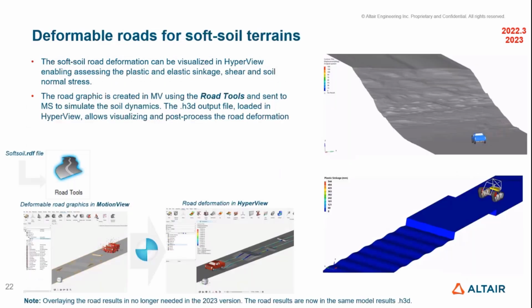Also, we started in 22.2.3, but finalized in 2023, the ability to visualize the deformable soft soil road inside HyperView. So we have this combined road file, and we now have support for the tire and track solution. What we need is the ability to visualize these.